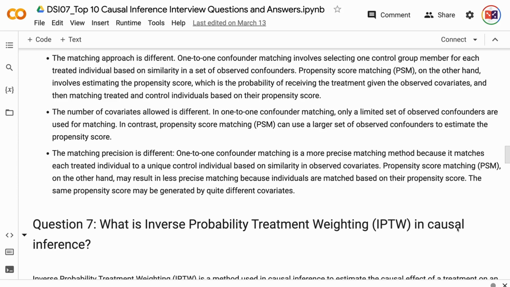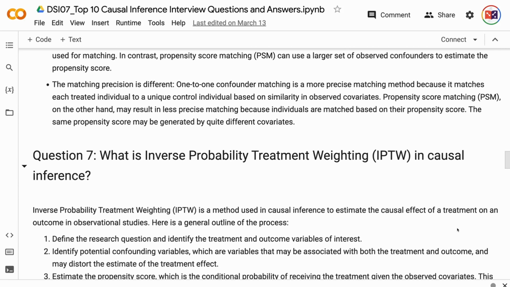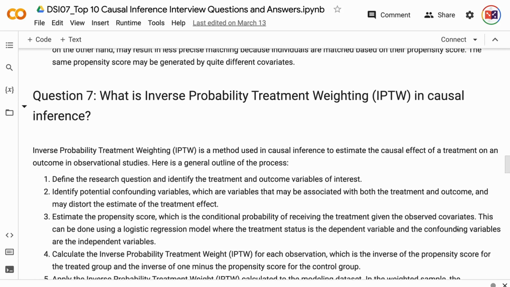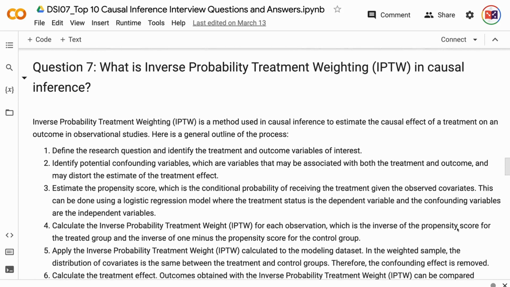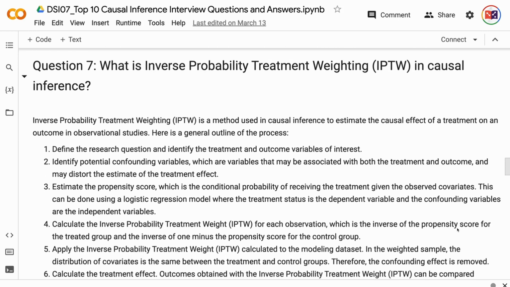The same propensity score may be generated by quite different covariates. Question 7. What is inverse probability treatment weighting in causal inference? Inverse probability treatment weighting is a method used in causal inference to estimate the causal effect of a treatment on an outcome in observational studies.